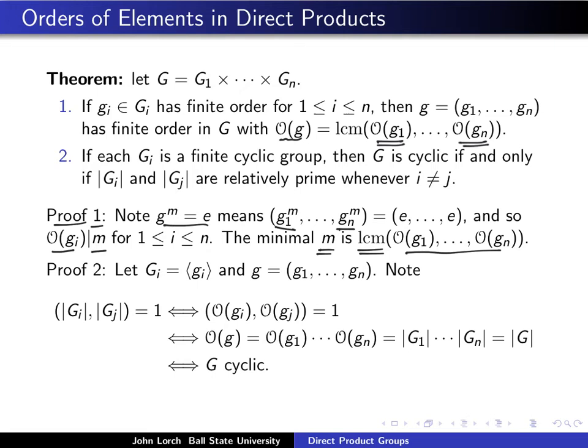Now for part 2, we start off by assuming that each of the component groups is cyclic and is generated by some little g sub i. And now we want to show that the direct product group is cyclic, which means that we need a generator for that direct product group. And probably the only reasonable candidate would be this element little g that we get by taking all of these individual generators of the component groups together to form little g.